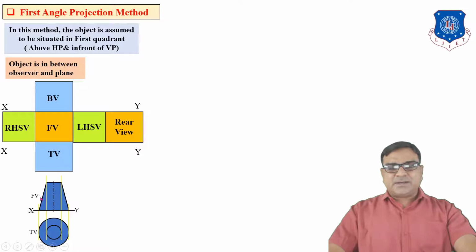These are the generators. So this is the front view, and when we observe from top, in the top view we will get two circles, both are concentric circles. So this is the circle for the top circle and the outer circle is for the bottom circle. So this is the front view and this is the top view. This is a symbol for first angle projection method.